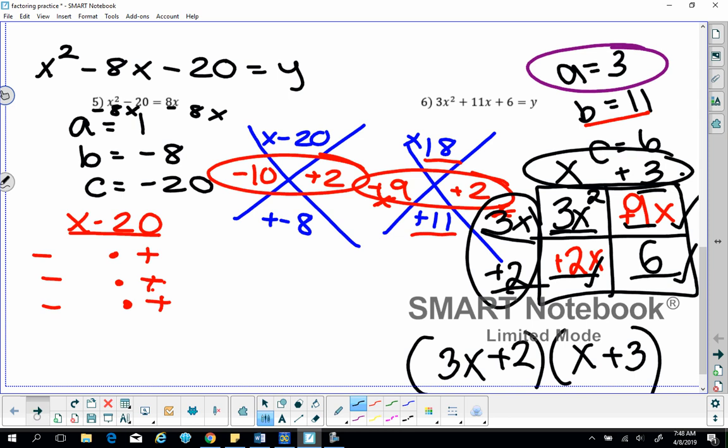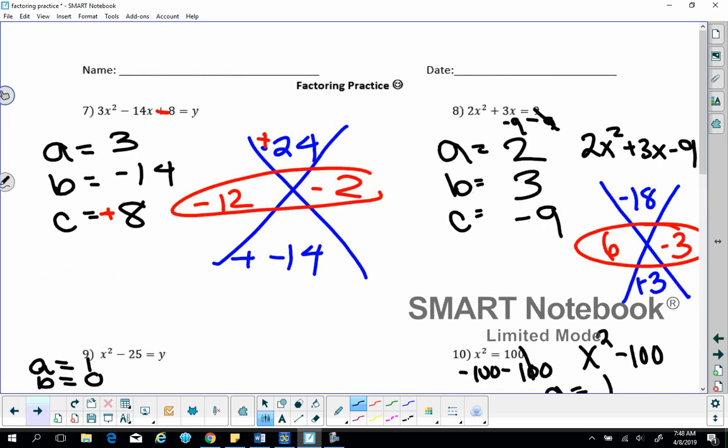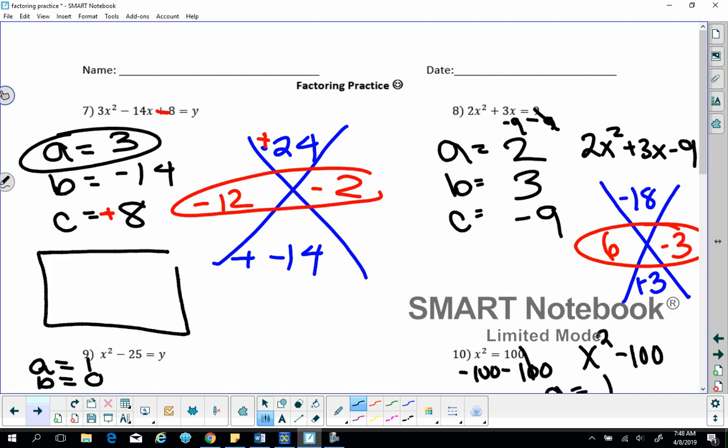So let's go to 7. So right here, I can see A is not 1, so I'm going to do the box. Even if A was 1 and you want to do the box, you can do it. So what goes in the first box right here? 3x squared. What goes in the last box? Positive 8. And now instead of negative 14, what are we splitting it up between? What two factors do we just get? Negative 12x. What's the other one? Negative 2x.